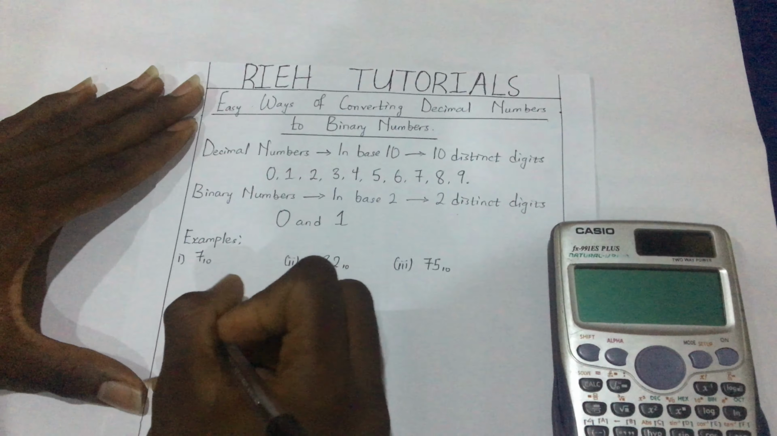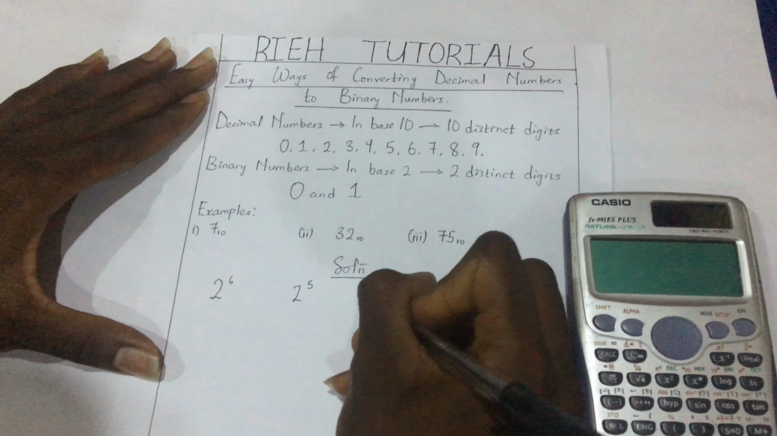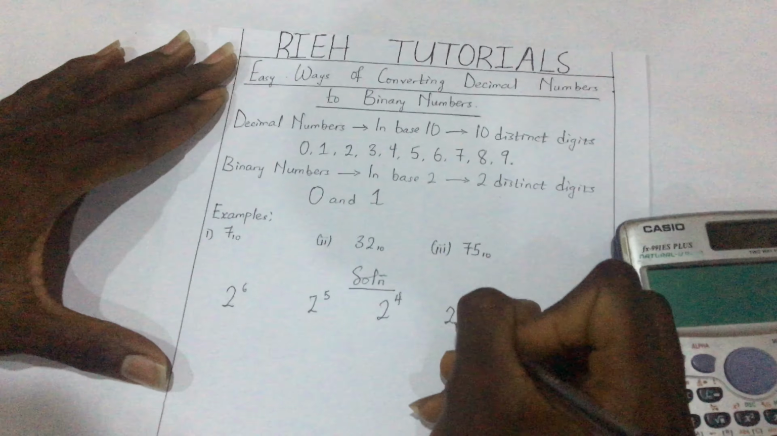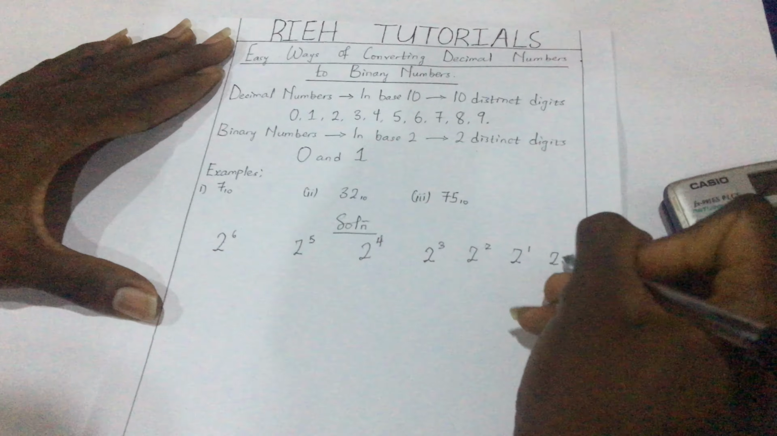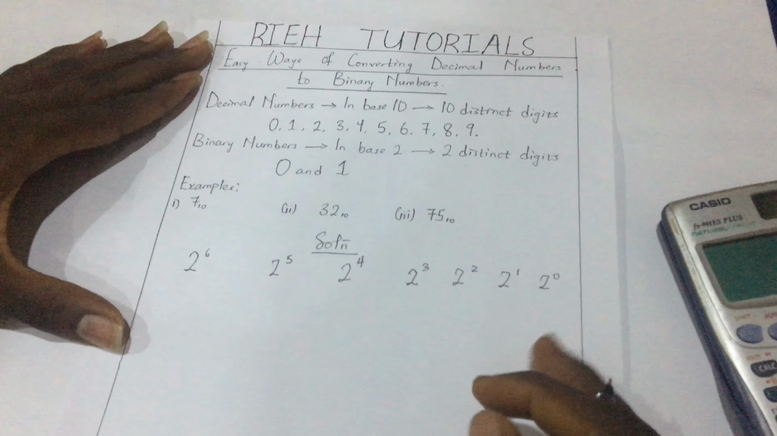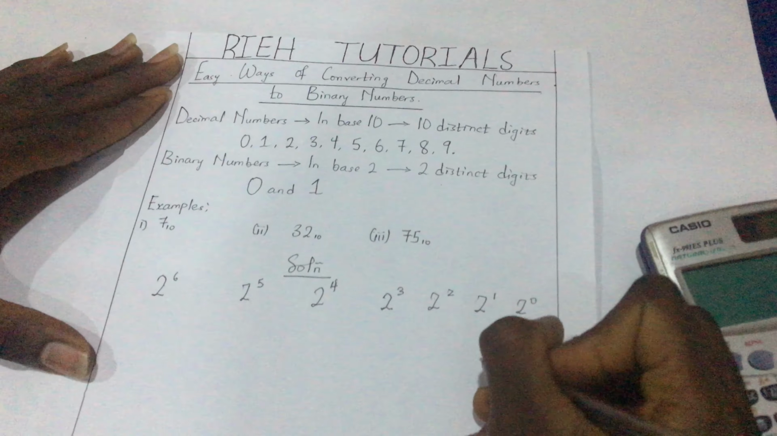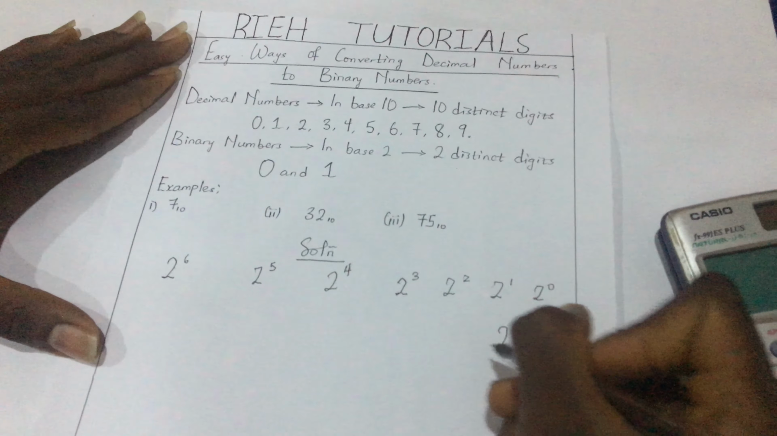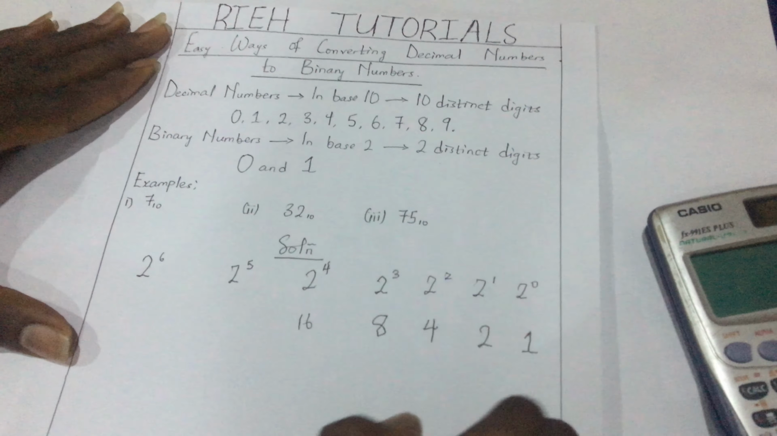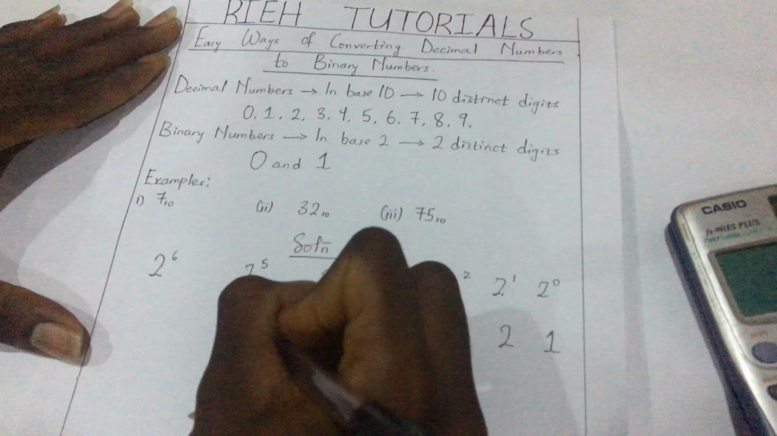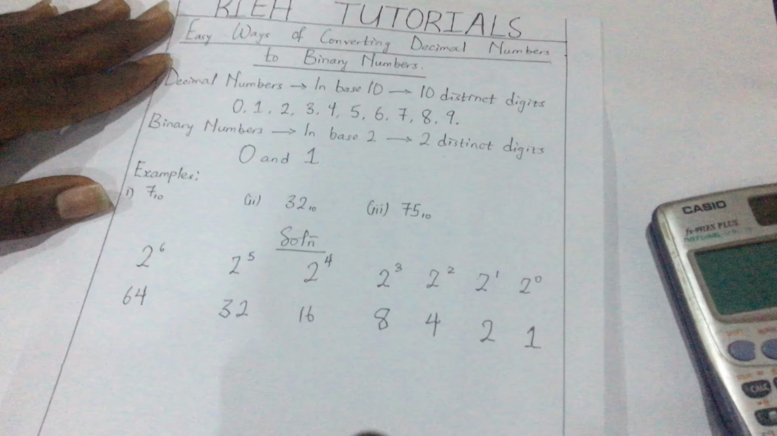So let's take 2 raised to the power of 6, 2 raised to the power of 5, 2 raised to the power of 4, 2 raised to the power of 3, 2 raised to the power of 2, 2 raised to the power of 1, 2 raised to the power of 0. Starting from the right hand side, 2 raised to the power of 0 gives us 1, and 2 raised to the power of 1 gives us 2. We can just keep multiplying by 2. So 2 times 2 gives us 4, 4 times 2 gives us 8, 8 times 2 gives us 16, 16 times 2 gives us 32, and 32 times 2 gives us 64. So let's take our examples.